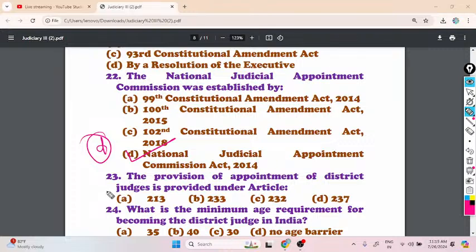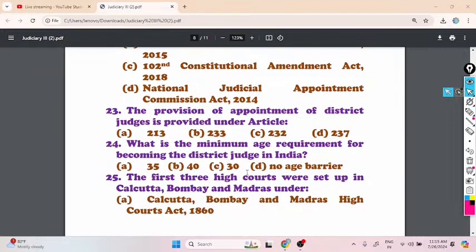The provision of appointment of district judges is provided under Article 233. What is the minimum age requirement for becoming a district judge? Remember, there is no age provided for the appointment of judges to district courts, high courts and even the Supreme Court. No age is provided. So your answer will be D.